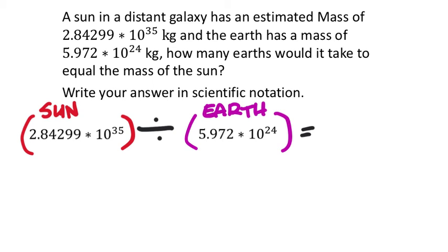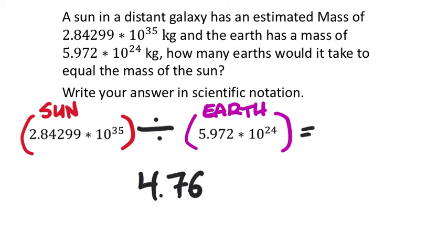So, parentheses first, 2.84299 times 10 to the power of 35, it's a big number. Close that parentheses and divide this by new parentheses. Again, if you use the N over D button, it'd give you the same answer. 5.972 times 10 to the power of 24 here. Oh, I almost closed my parentheses in the exponent. Make sure you get out of exponent mode before you put that parentheses there. Enter.